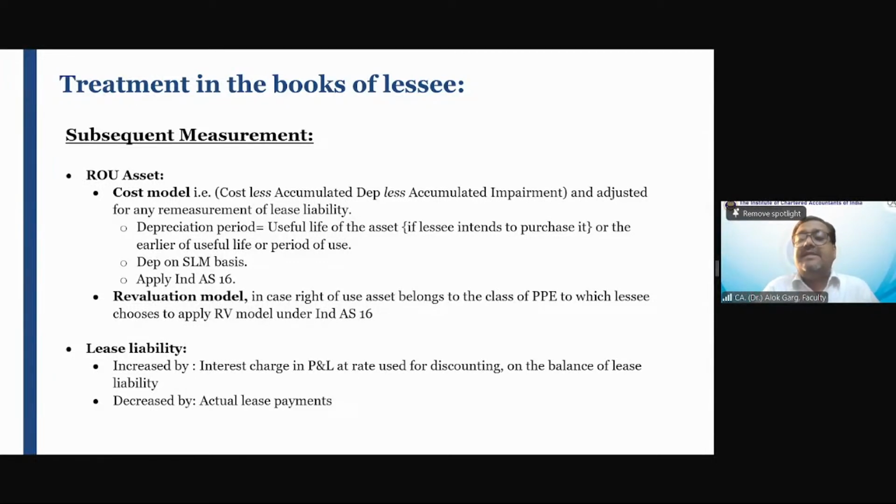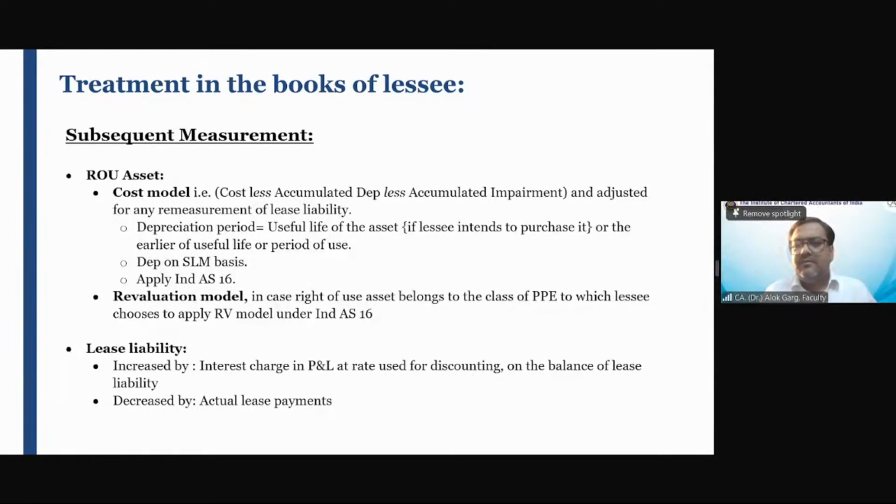So friends, the standard says that if there is a purchase option available, and if the lessee intends to purchase the asset, then the right of use asset is going to be depreciated over the useful life of the asset. You remember when we were considering the lease payment, we also considered the exercise price in case of a purchase option. Yes or no?